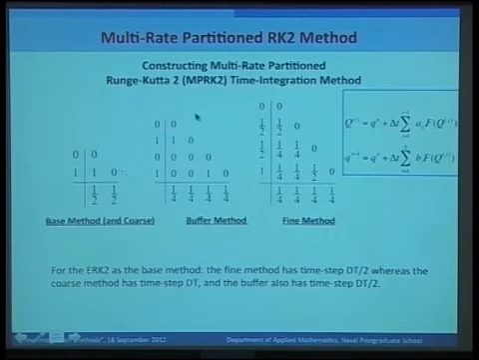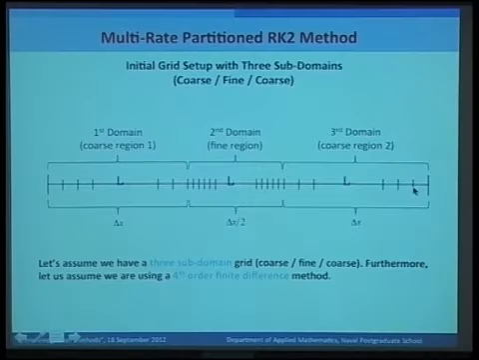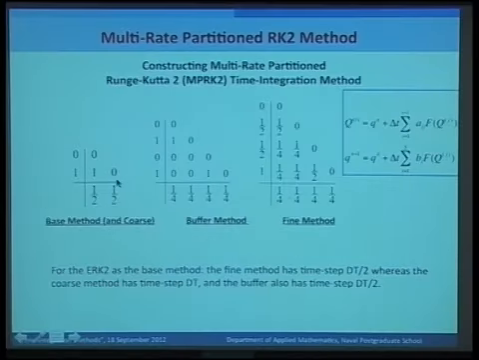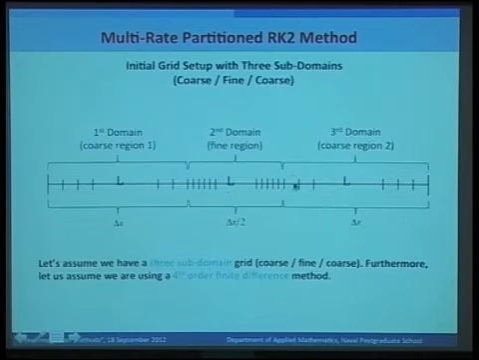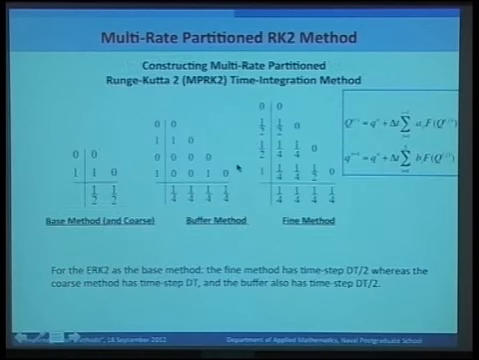The buffer method, this is again in the paper of Constantinescu and Sandu, looks something like this, and then this is the fine grid method here. So in other words, once you get far into the coarse region, you just use the base method, this method here. And the fine method you use in this region here, and only at these interfaces is where you have to do something special, which is this buffer method here.